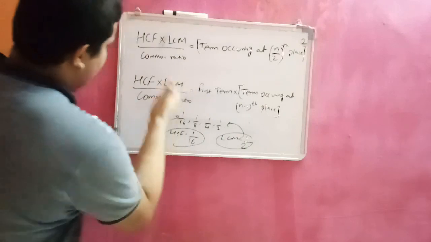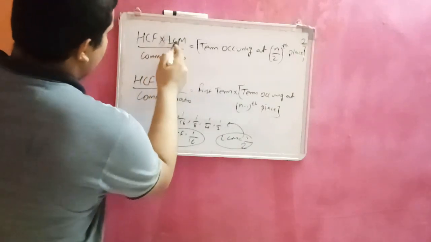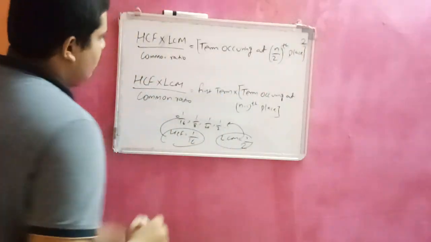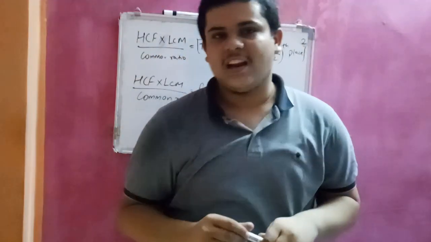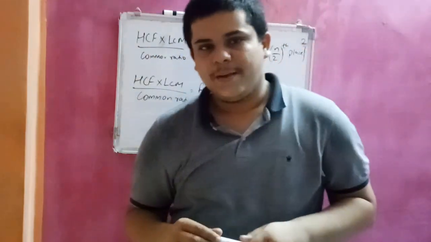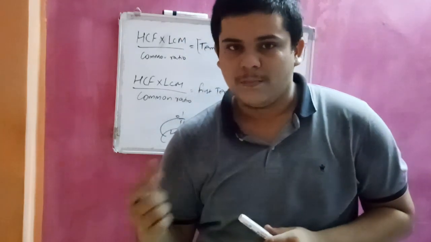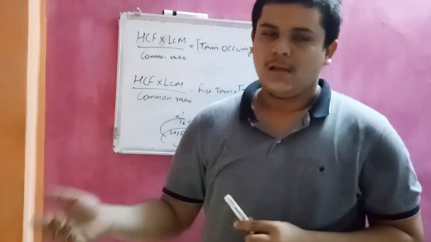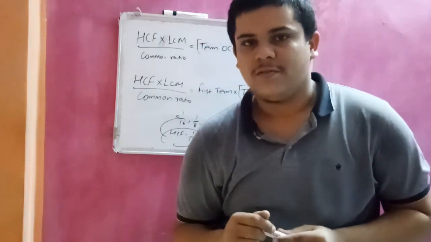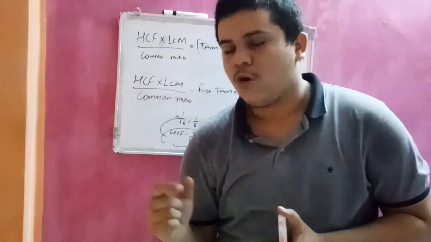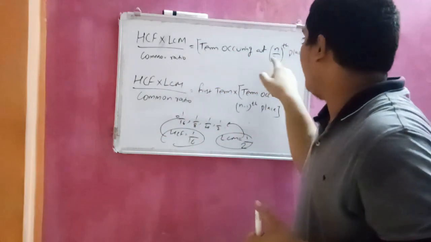So these are my main relations. HCF into LCM by common ratio is equal to the term occurring at n by 2th place, squared. This is my first theorem. My first theorem tells that for a geometric progression having an even number of terms, and terms being either natural numbers or positive fractions, the product of highest common factor HCF and least common multiple LCM divided by the common ratio is equal to the term occurring at n by 2th place squared.